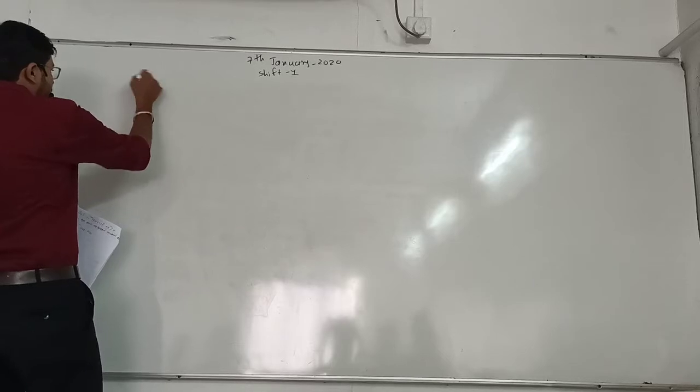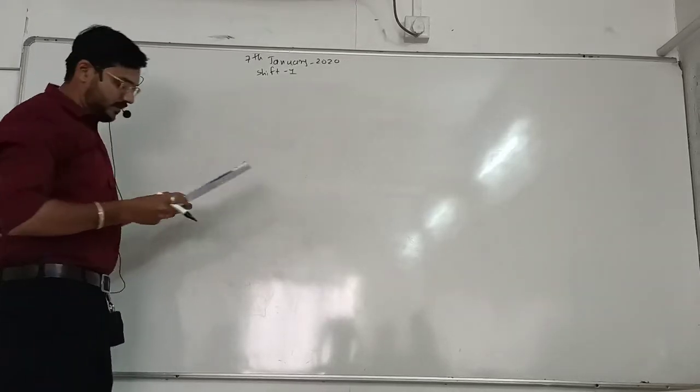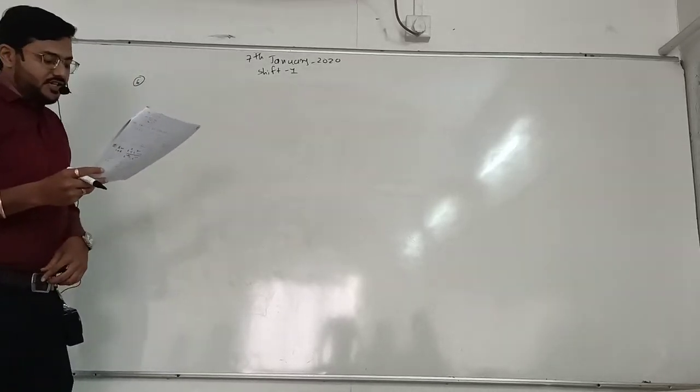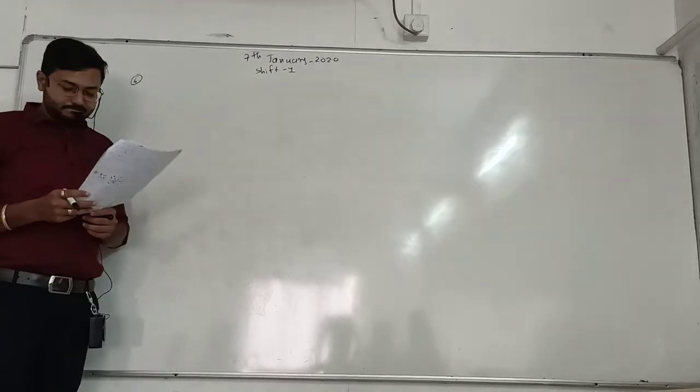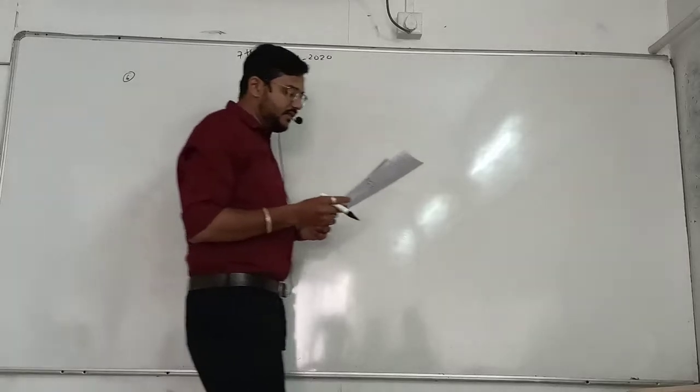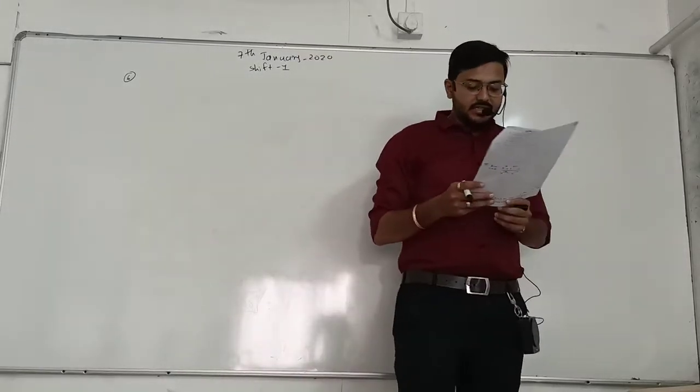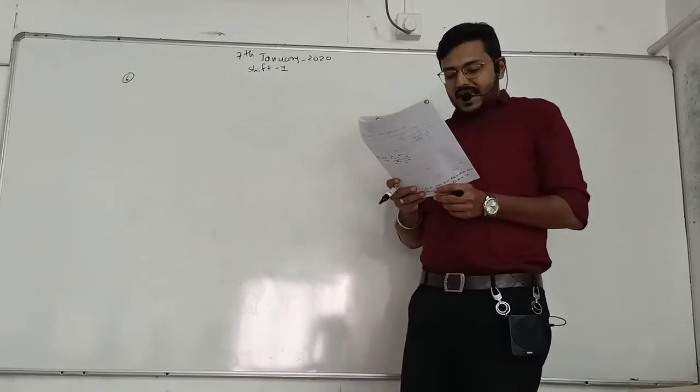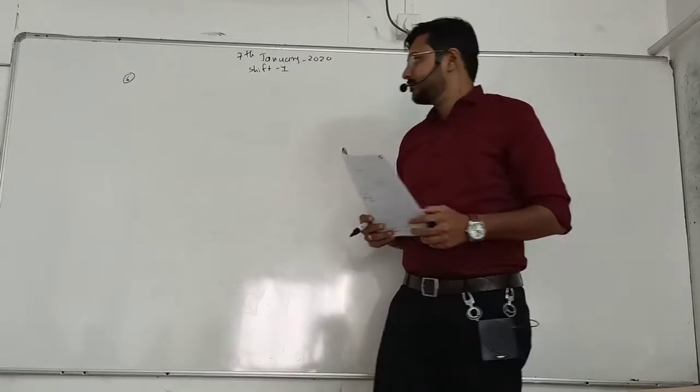Number 6. The variance of first n natural numbers is 10 and the variance of first m even natural numbers is 16, then m plus n is equal to dash.